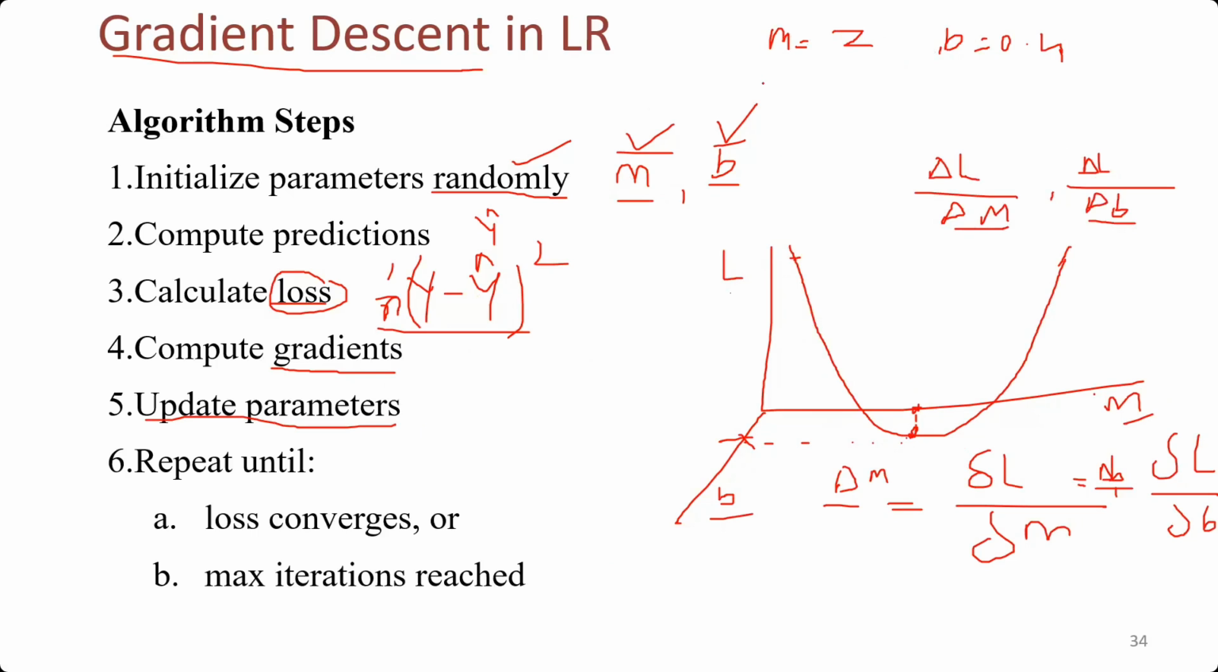So what we have to do is repeat this until the loss converges, that means until we reach the global minimum. From this point, when you calculate again, the loss is getting increased. So in this direction, the loss is getting increased. The other stopping criterion could be the maximum number of iterations.